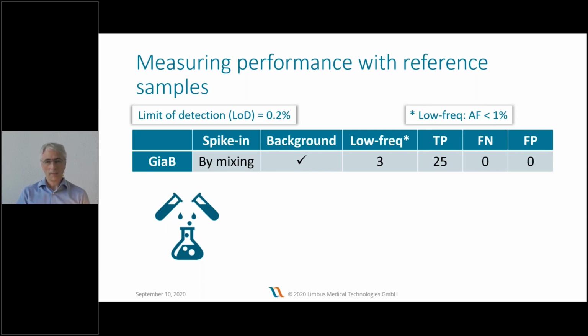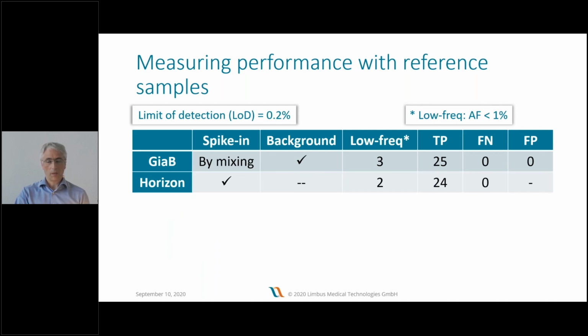The drawback, in terms of our small region of interest, was that we could only achieve very few variants in the allele frequency range below 1%. But we were able to confirm all variants in those samples. We had no false negative samples.